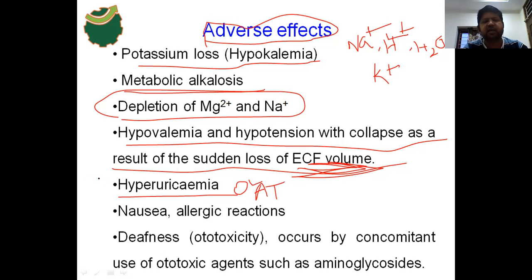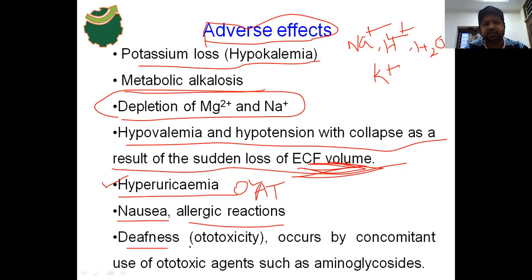That's why there is a high chance of hyperuricemia, a high amount of uric acid in the blood, and that can even result in gout. Uric acid crystals, sodium urate crystals will be deposited in the joints, which will lead to severe pain and inflammation of the joints. That is what we call gout. Also there is a sensation to vomit, that is nausea, and allergic reactions can be seen like rashes, itching, urticaria. So that kind of allergic reactions are also seen with the loop diuretics.